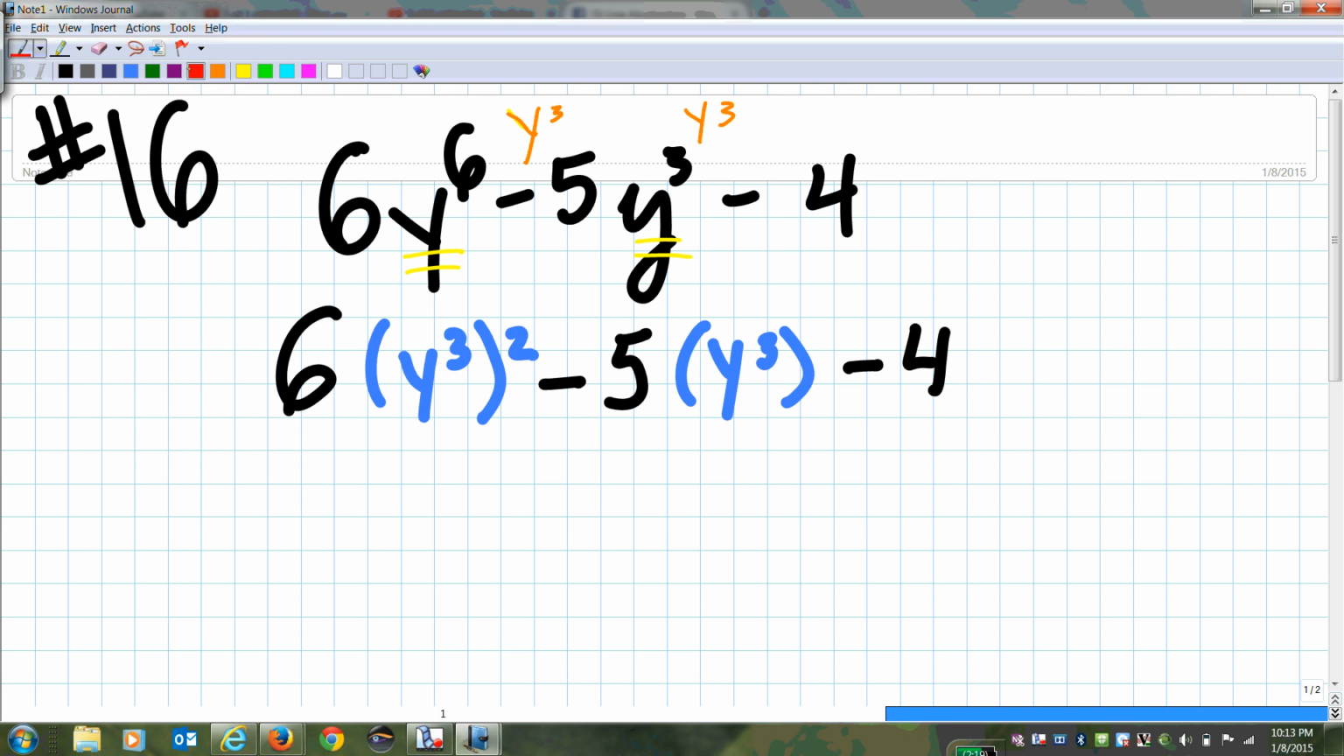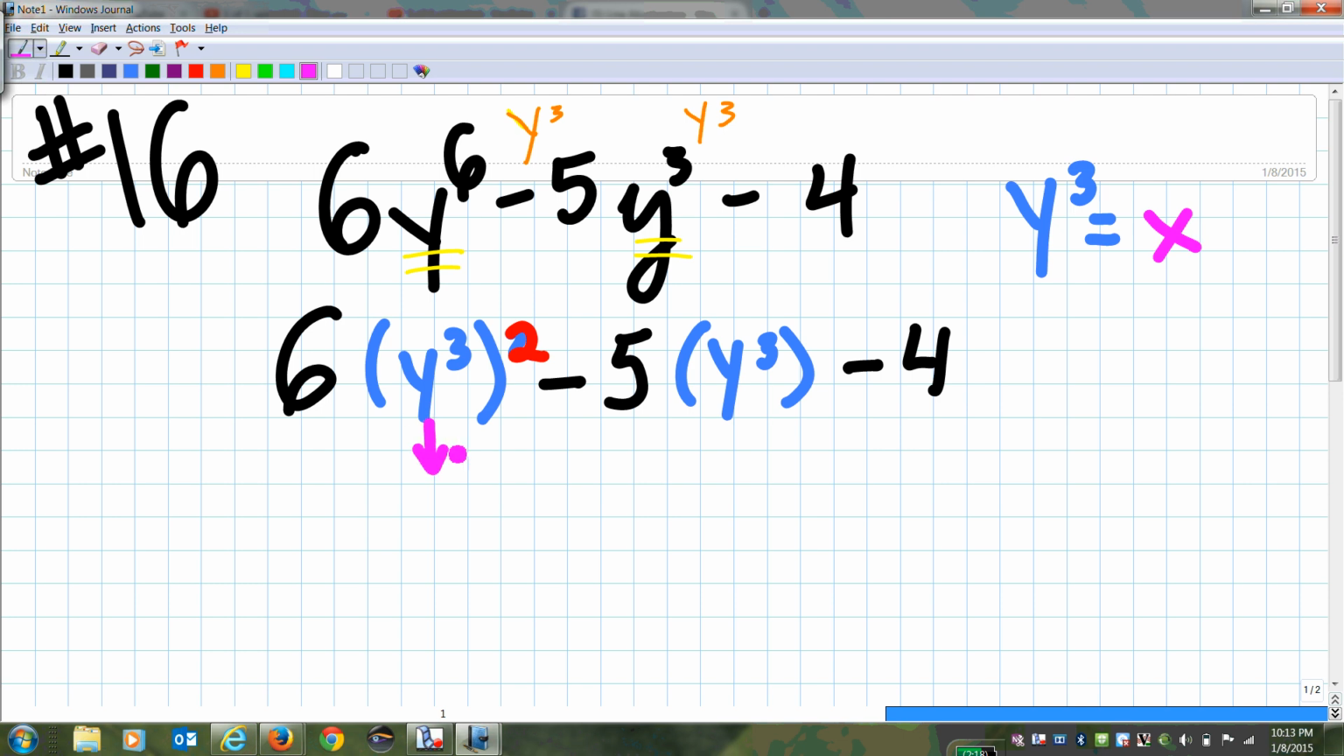Okay, now here is the tricky part. In order to work with this, just for the moment, we're going to substitute y cubed for a single variable, just to make it easier to work with. So it doesn't really matter what variable you choose. I'm going to just substitute y cubed for x. So wherever you see y cubed, we're just going to put x because it's easy to work with.